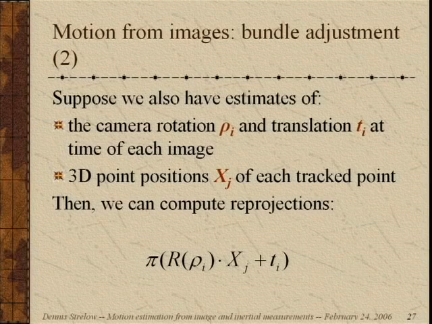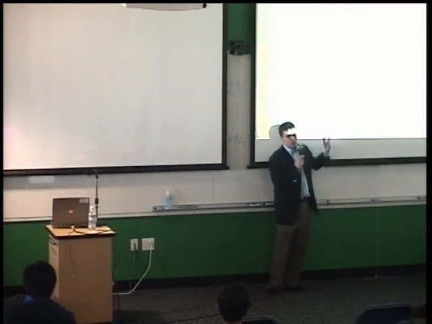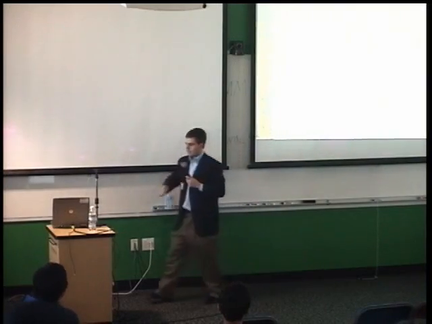And now this projection operator, I've written it pi. Typically this would be perspective projection for a conventional camera, but some of our work's been on omnidirectional cameras, which combine a conventional camera with a mirror that expands the camera's field of view. So in that case, this would be something more complex, but still tractable.